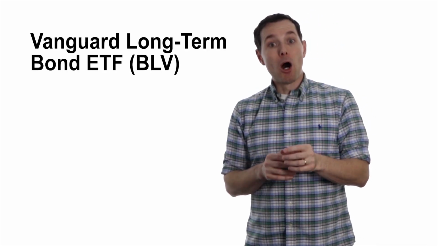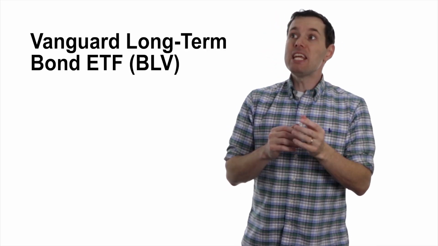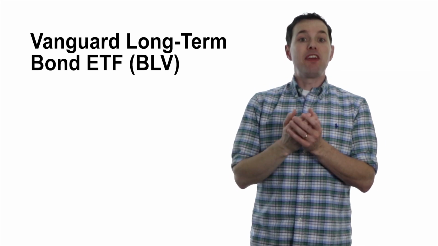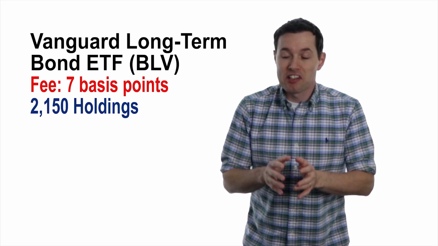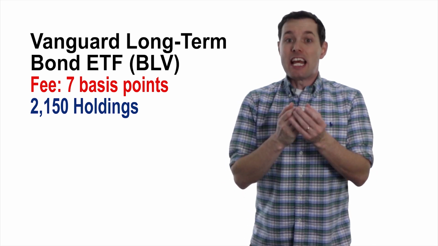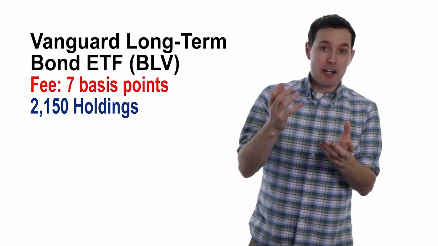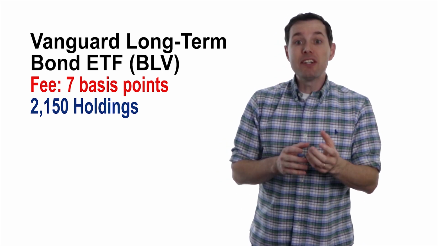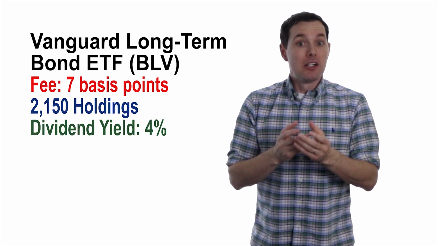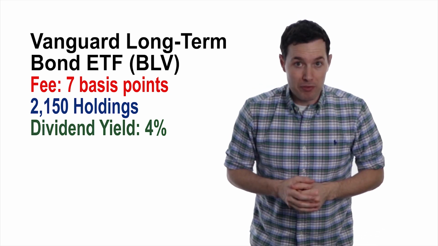The next holding adds some stability to our portfolio, and it has a nice yield. It's Vanguard's Long-Term Bond ETF, ticker symbol BLV. BLV has a fee of just 7 basis points. It holds over 2,000 different bonds, so clearly it's well diversified. It invests in corporate bonds and government bonds, and it's got a ton of different ones. And BLV has a dividend yield of about 4%, so it adds a decent amount of dividend to our portfolio.